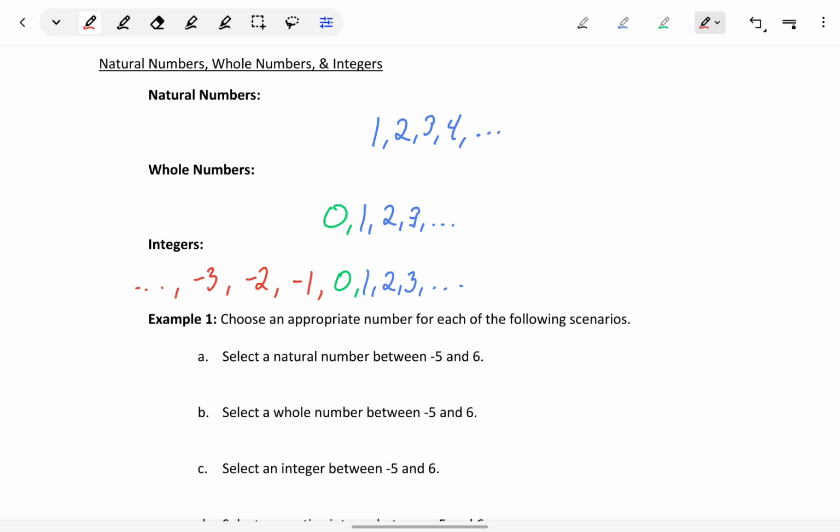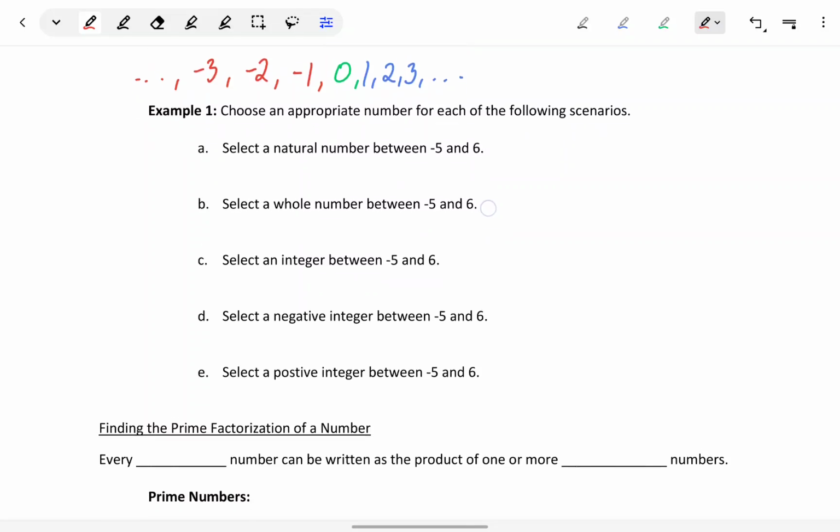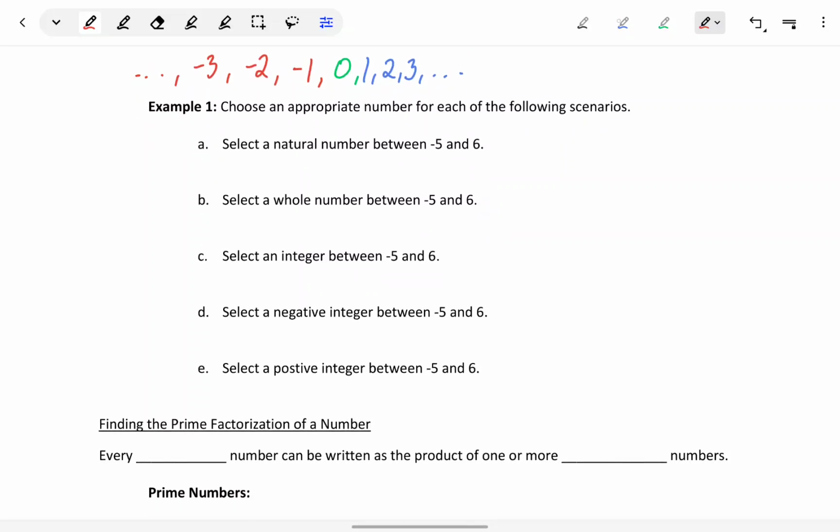Using that language to distinguish between the different types of numbers can have different uses in mathematics, but we can start with some very simple cases where in example 1, we want to choose an appropriate number for each of the following scenarios. In part A, we want to select a natural number between -5 and 6. Since we're asked to choose a natural number, really we can only choose a number between 1 and 6 because 0 and the negative numbers are excluded. So let's just go with the smallest number we could choose, which would be 1.